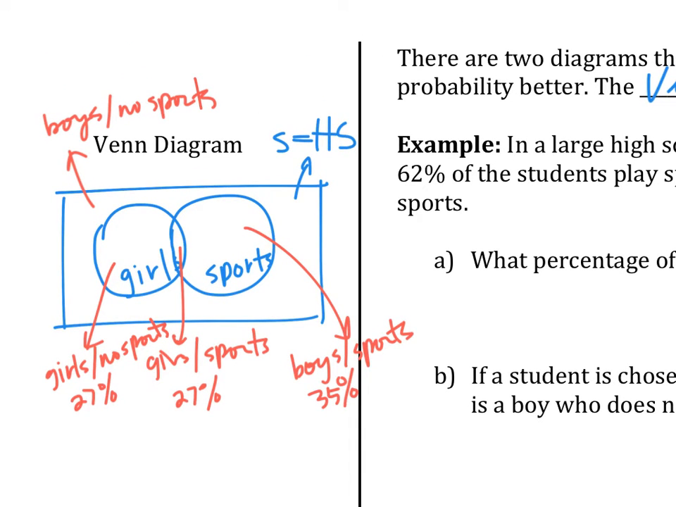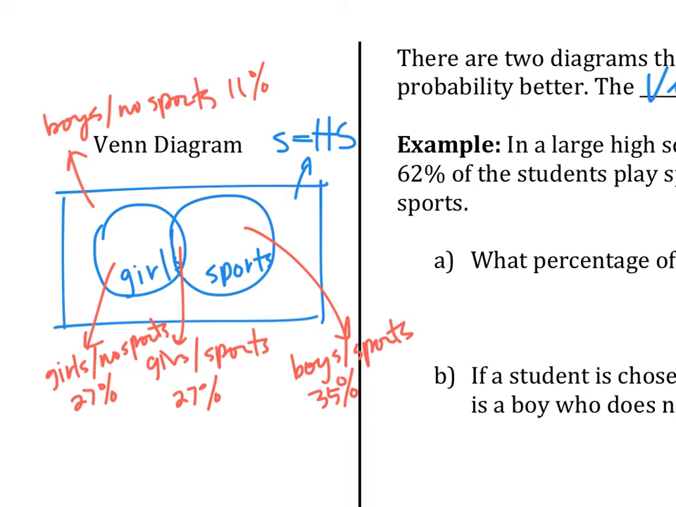Okay, well, the question is how much is that? Now, remember that your sample space has to add up to 100%. So all you have to do is take 100% minus girls with sports, minus girls with no sports, minus boys with sports, and then the leftover has to be boys with no sports, which is 11%.